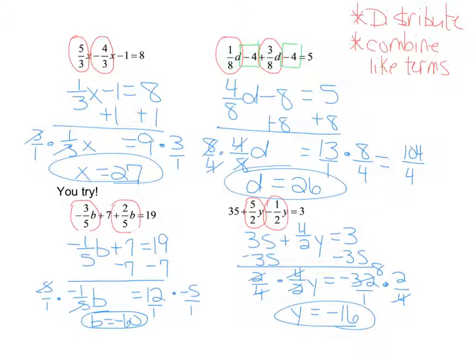So for this first one, I got negative 60. Be careful with those negatives. Don't lose them. In the second one, I got negative 16. If you got something different, check your work, see if you can correct it. If you have any questions, ask them right now. Make sure you understand these before you go to the last set.